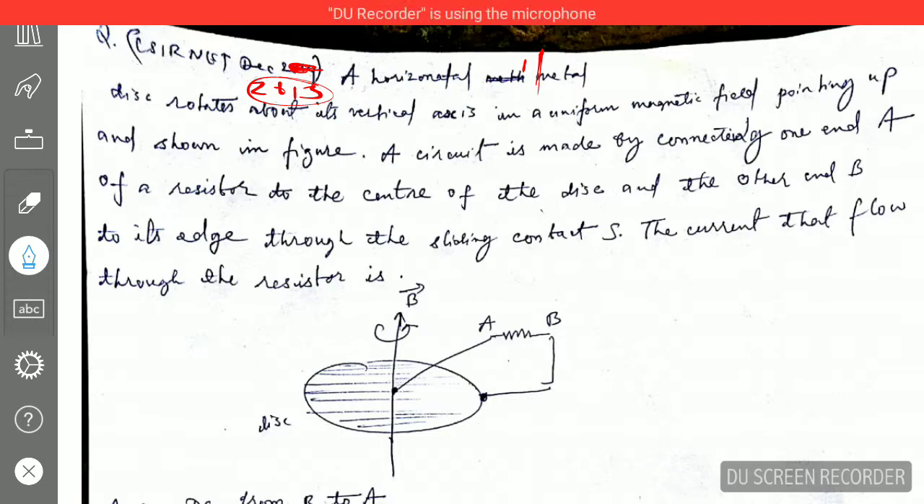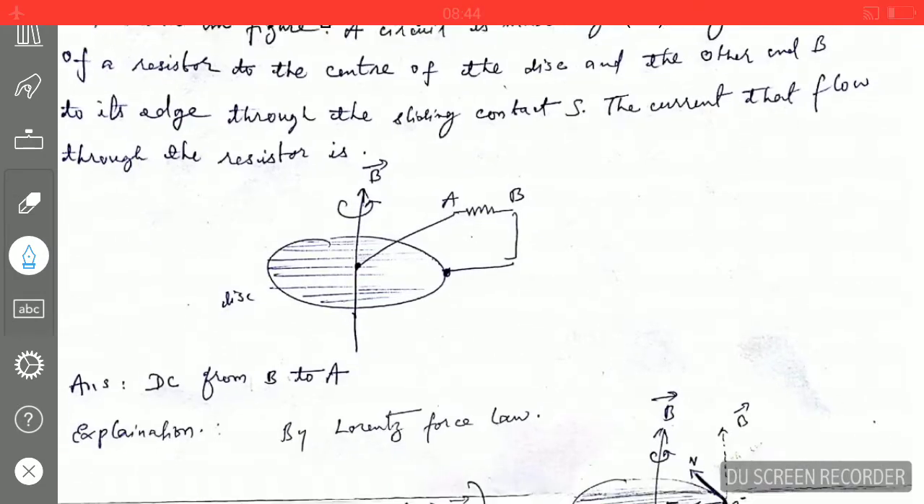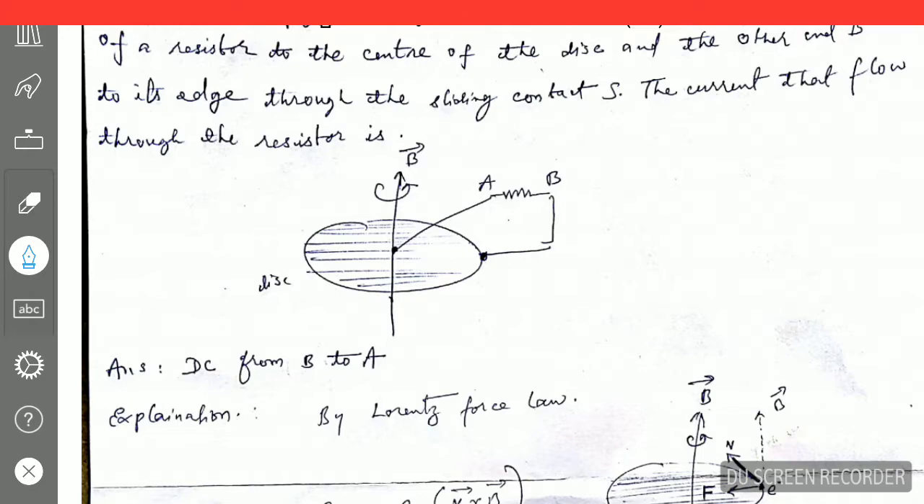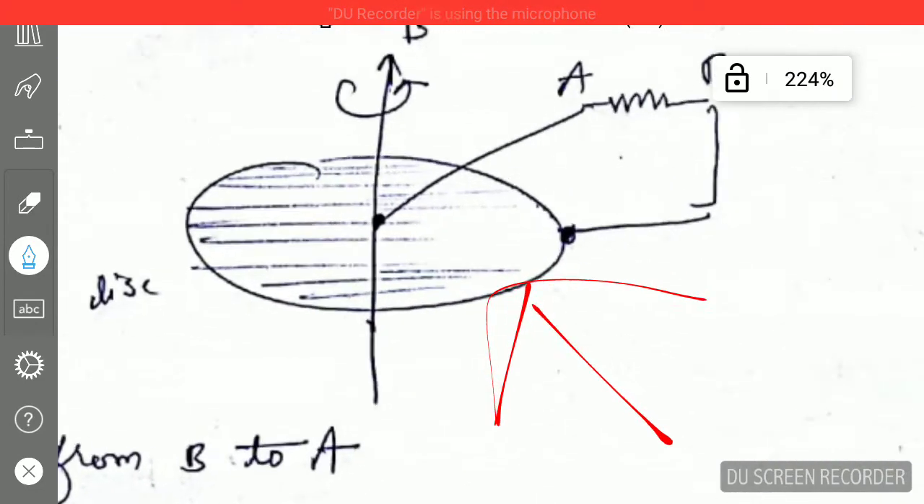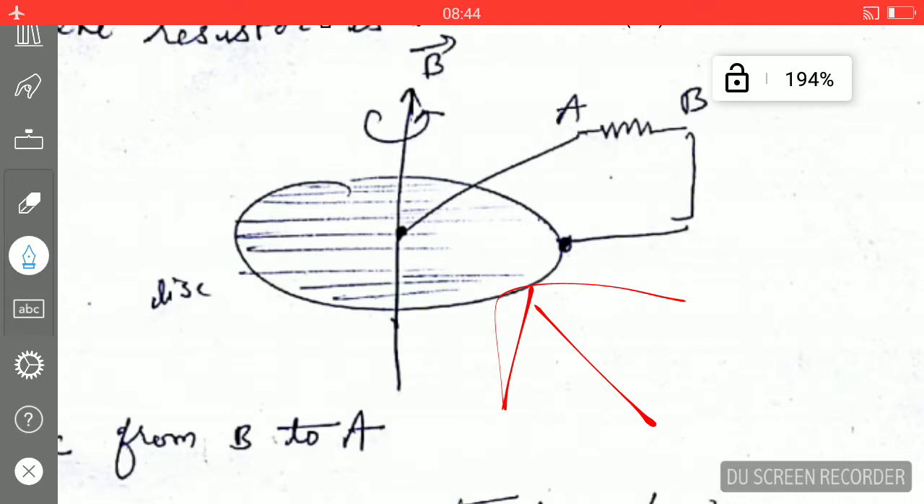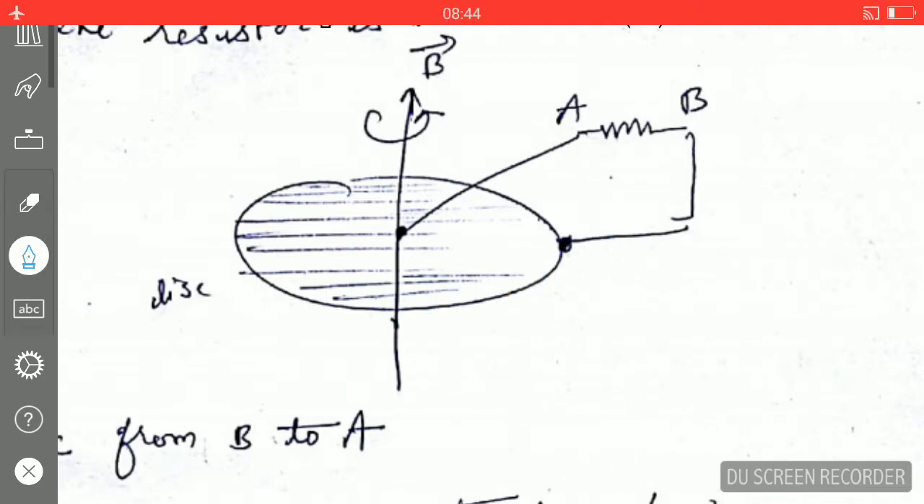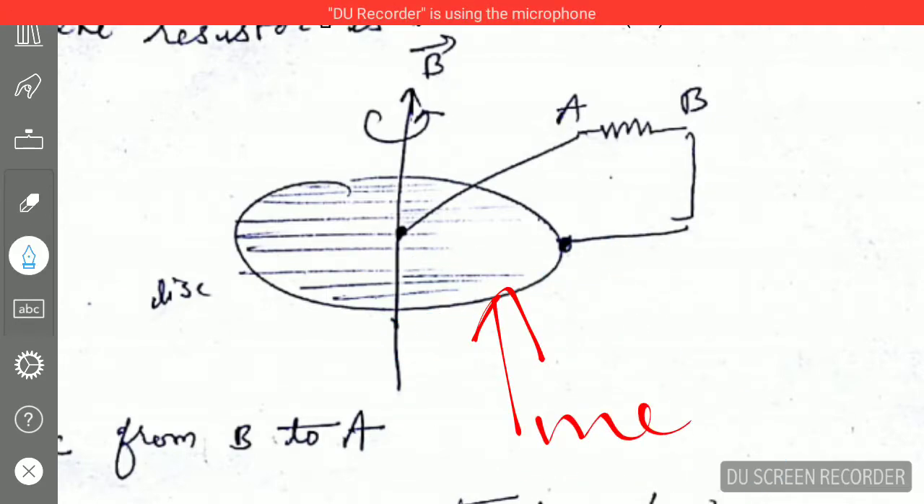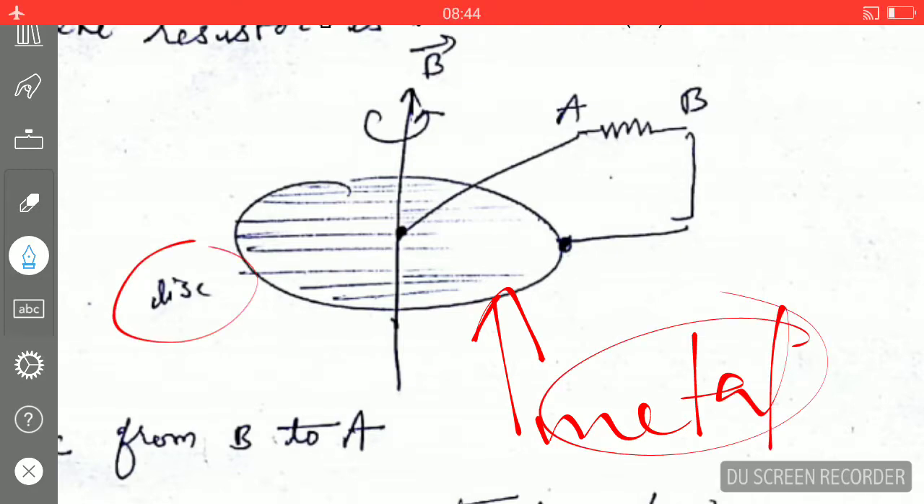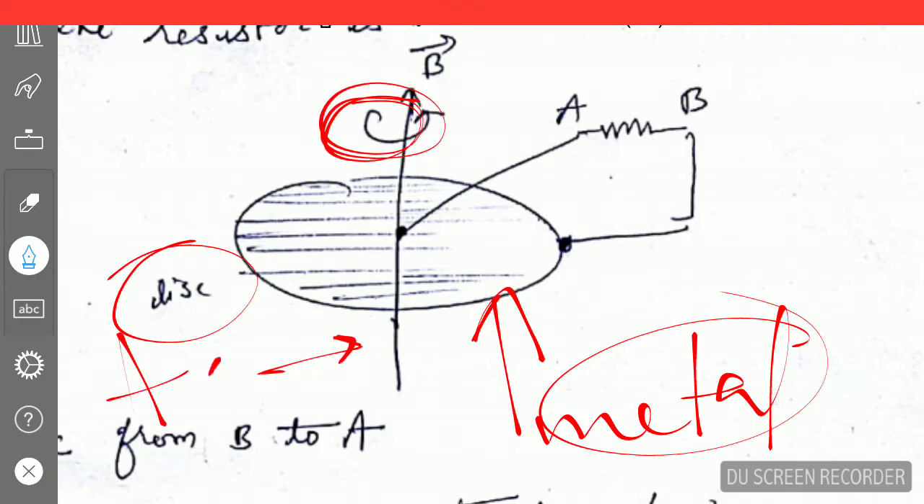I'm not reading the question, I'm directly explaining it to you. There was a metal disc. In the question they have given this diagram, and this is the metal disc, and it is rotating about this axis, in this direction.